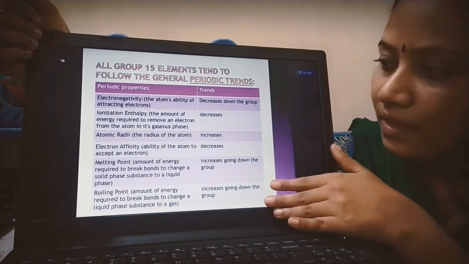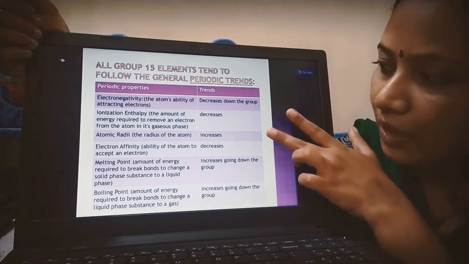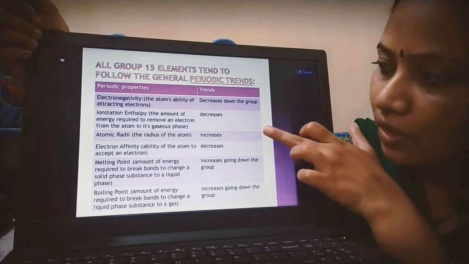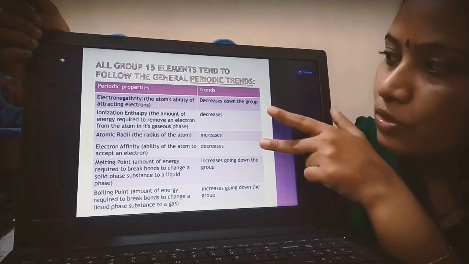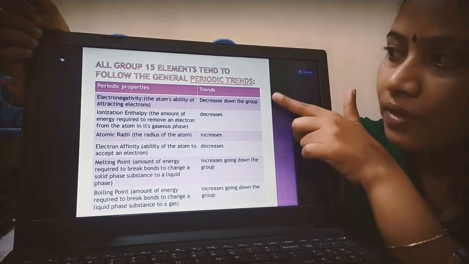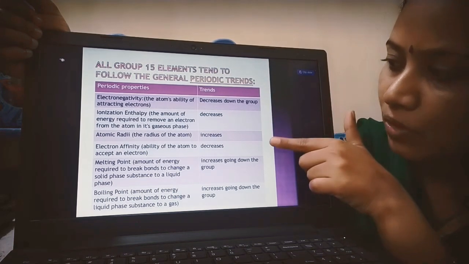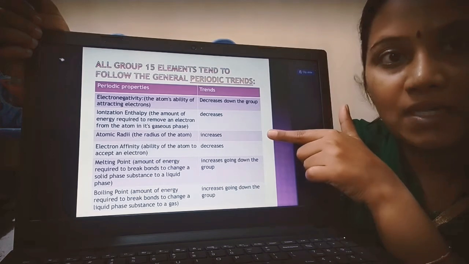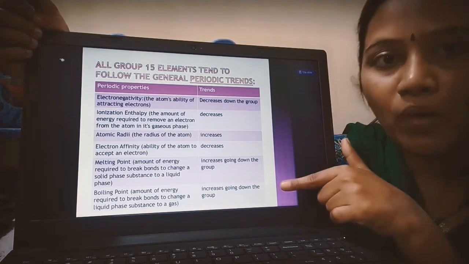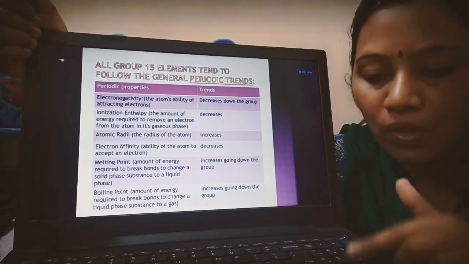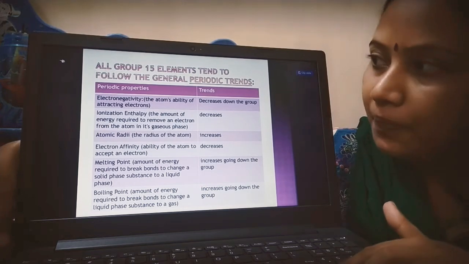So in all the trends which we saw, electronegativity, ionization enthalpy, and electron affinity decrease. But the size of the atom, atomic radii, increases as we move down the group, and melting point and boiling point too increase as we move down the group. So this is nothing but a trend in the periodic table.